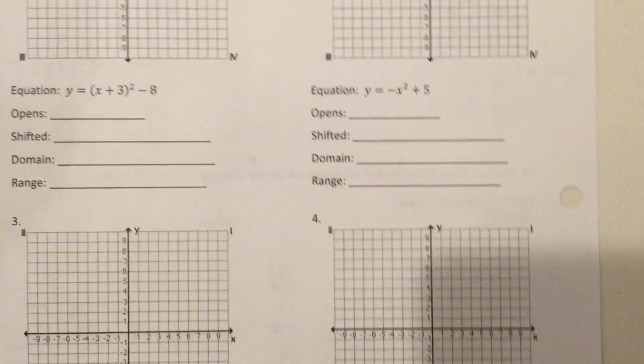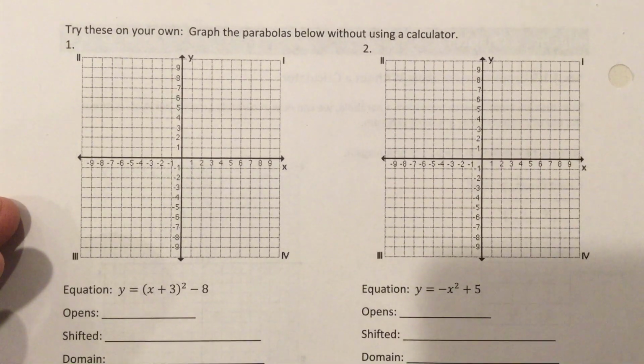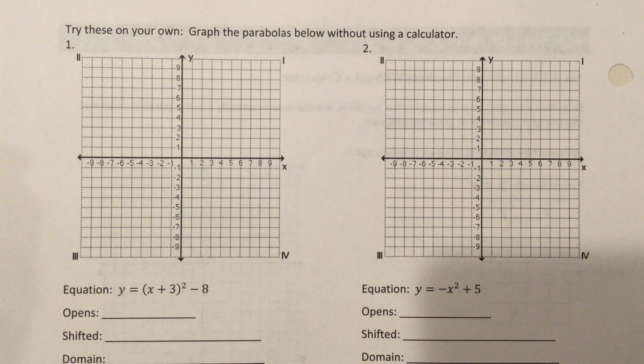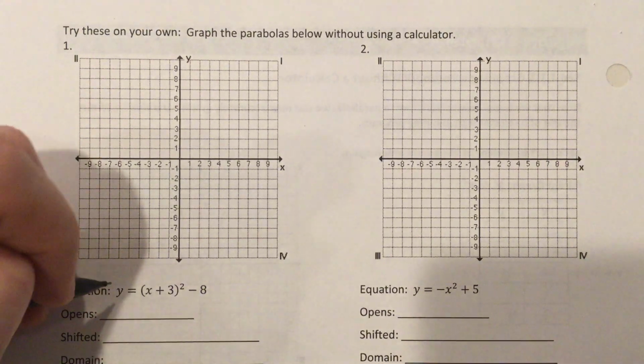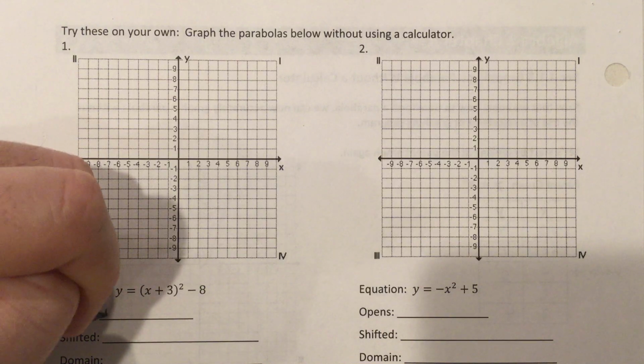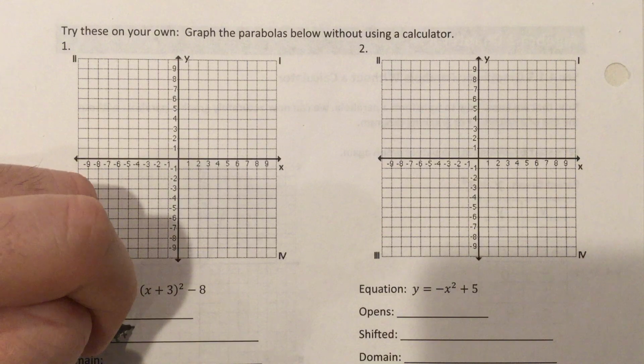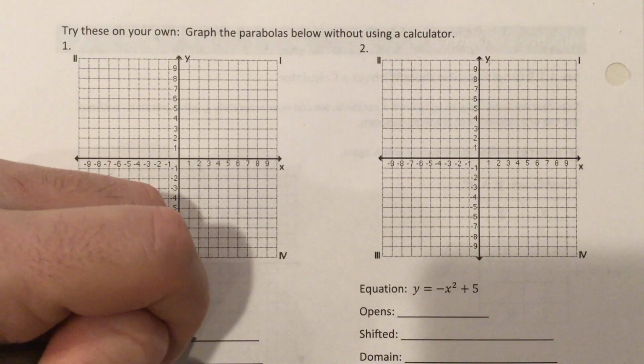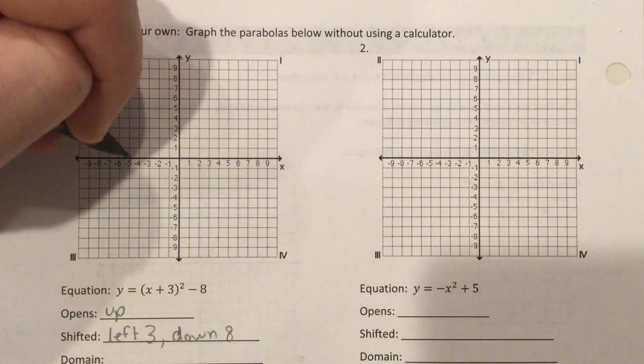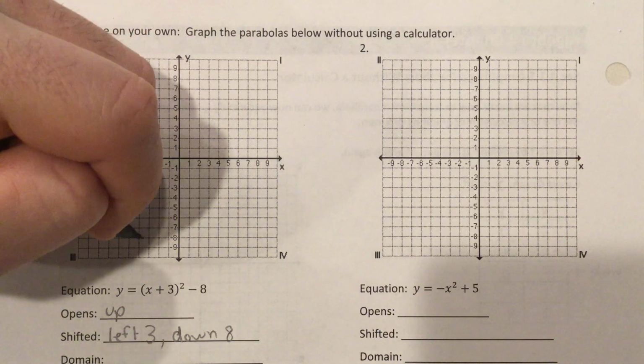All right, try these 4 on your own. We're going to go over a couple of them shortly. All right, for number 1, this would open up, and it's going to the left 3, down 8, so left 3, down 8.